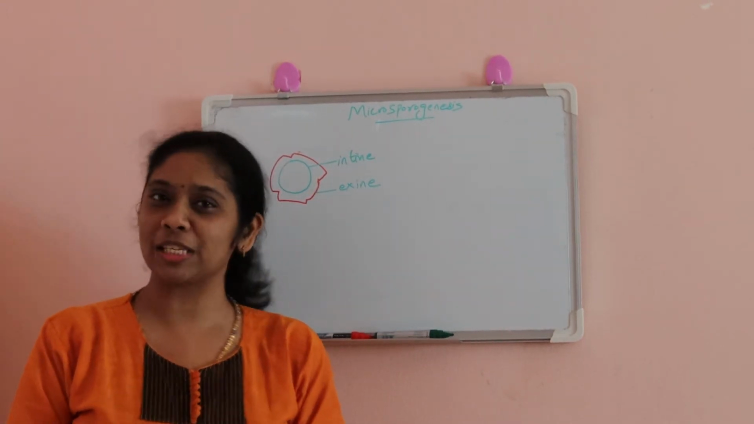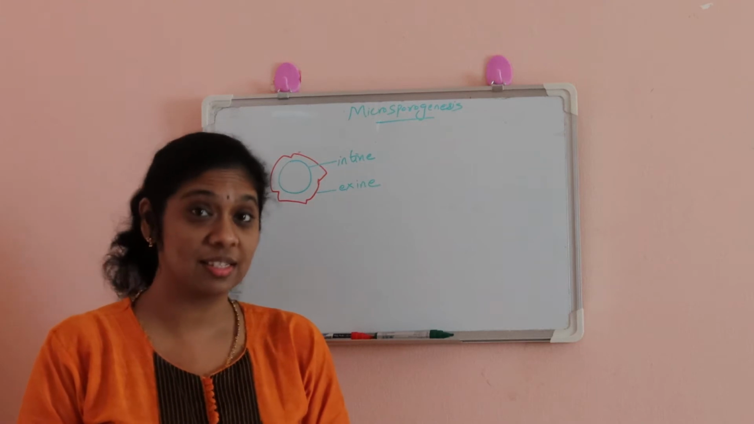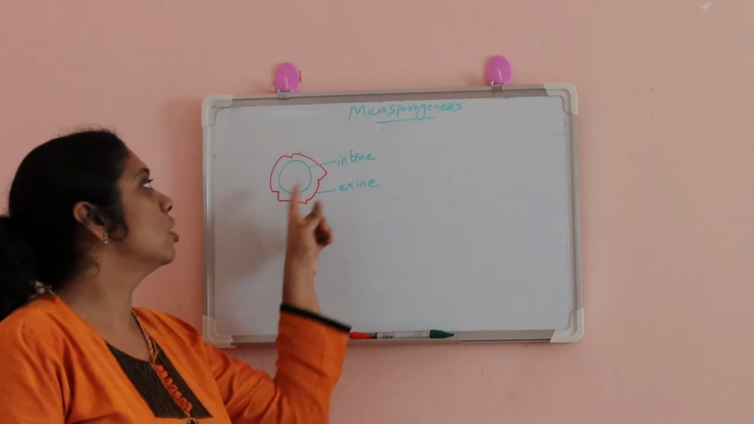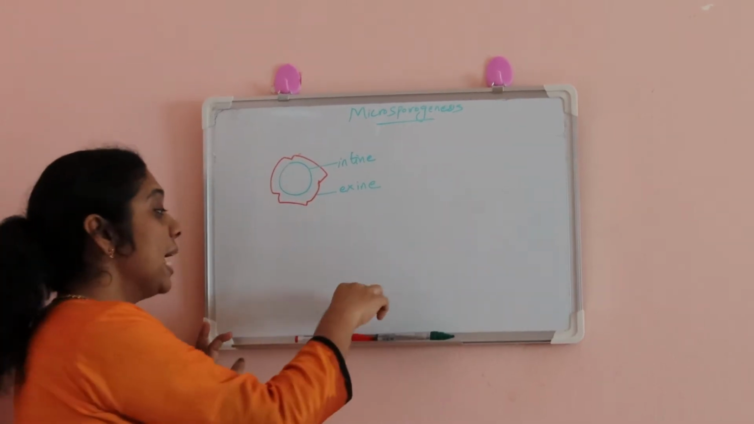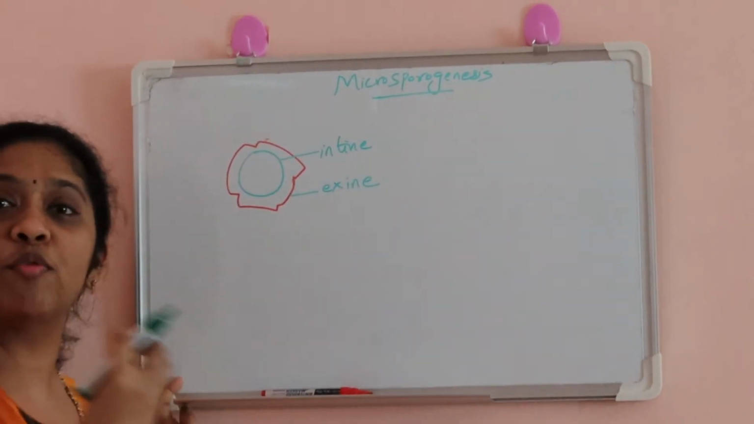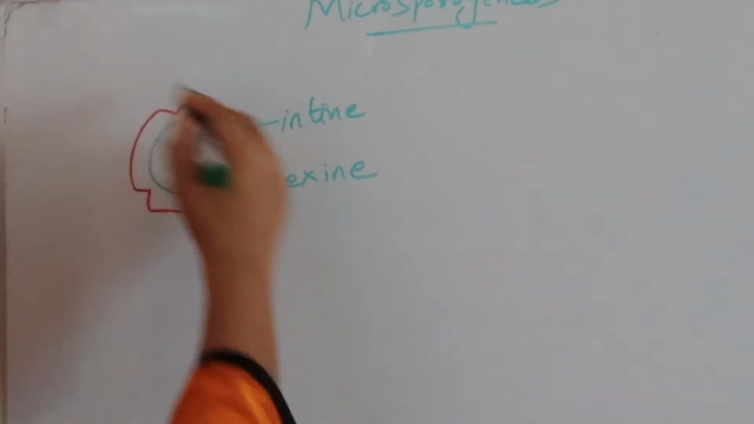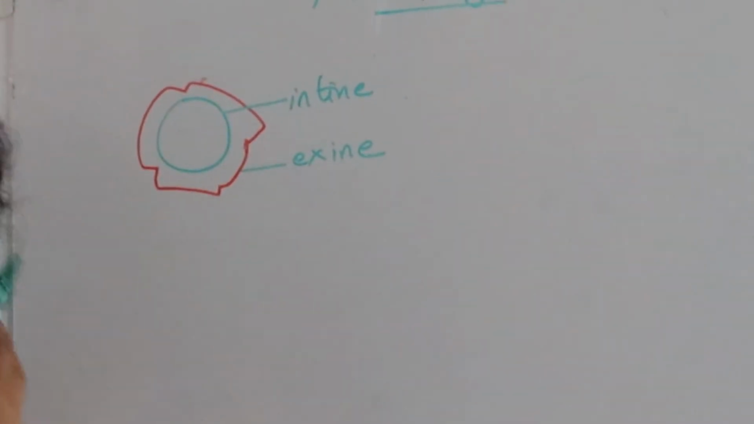Today we will continue the last portion, that is microsporogenesis. Where we have stopped is that the structure of the microspore or the pollen consists of two layers: the inner intine layer made up of cellulose and pectins, and the outer exine layer made up of sporopollenin. Sporopollenin is a highly resistant chemical.